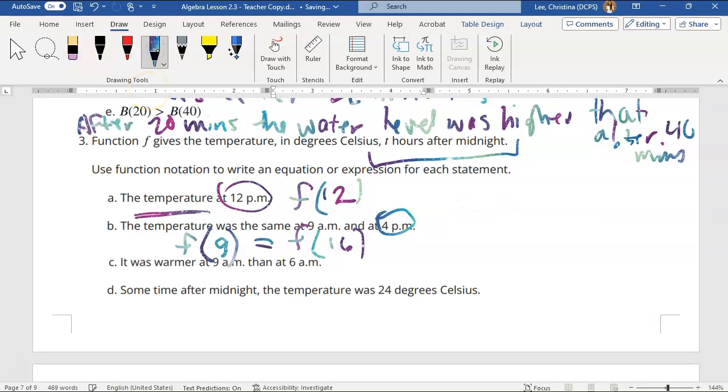All right, it was warmer at 9 a.m. than at 6 a.m. 9 a.m. is 9 hours after midnight, so f of 9 is greater than f of 6. 6 a.m. is also 6 hours after midnight. Sometime after midnight, the temperature was 24 degrees Celsius. So it means that f of t, we don't know what time, that temperature was 24 degrees. Okay, so in that case, we don't know what the time is here. We just know that it was 24 degrees at a given time.